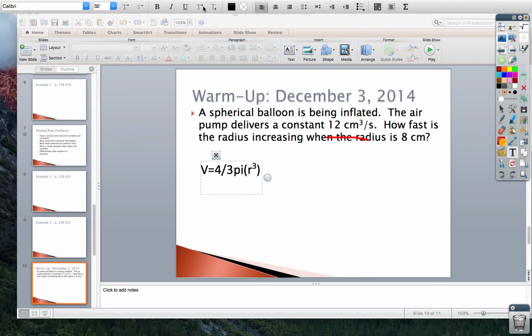Now we're going to go ahead and find the derivative here. So dV/dt is equal to 4 pi r squared dr/dt. Now they already gave us that dV/dt. They said that was 12, equals 4 pi, and then they said the radius was 8, so 8 squared dr/dt. And then when we solve for dr/dt, we get 3 pi divided by 64.